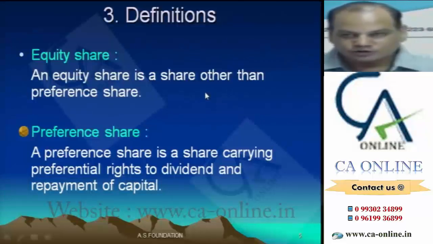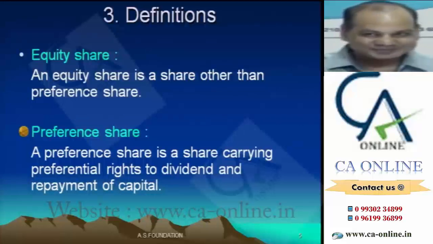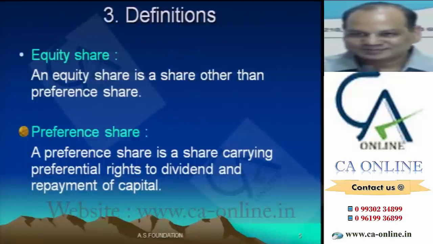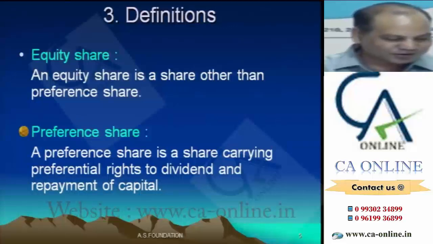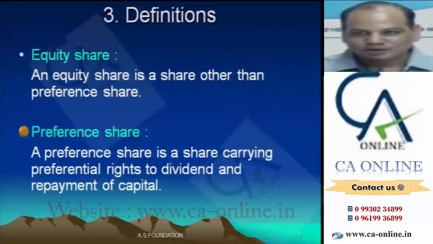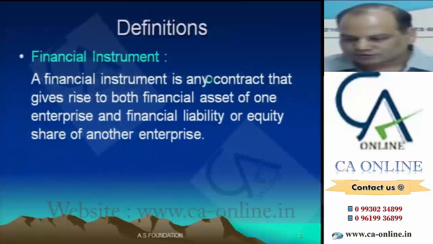What is an equity share? An equity share is a share other than a preference share, as per AS 20. So what is a preference share? As per AS 20, preference share is a share which carries preferential right to dividend and repayment of capital. So nothing great about it, normal definition.